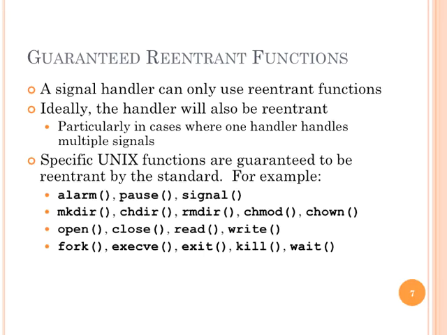Alarm, pause, signal, those are signal generating or signal handling functions. Directory manipulation, which is really weird because the file system is a shared resource that's being manipulated, but the operating system basically guarantees I will make sure these things are atomic, and that even if you do things concurrently, they'll have a single sort of serial order that's imposed so that the results will still be valid. So all these directory operations, file operations are all reentrant. And then process operations, fork, exec, exit, kill, and wait, and so forth.